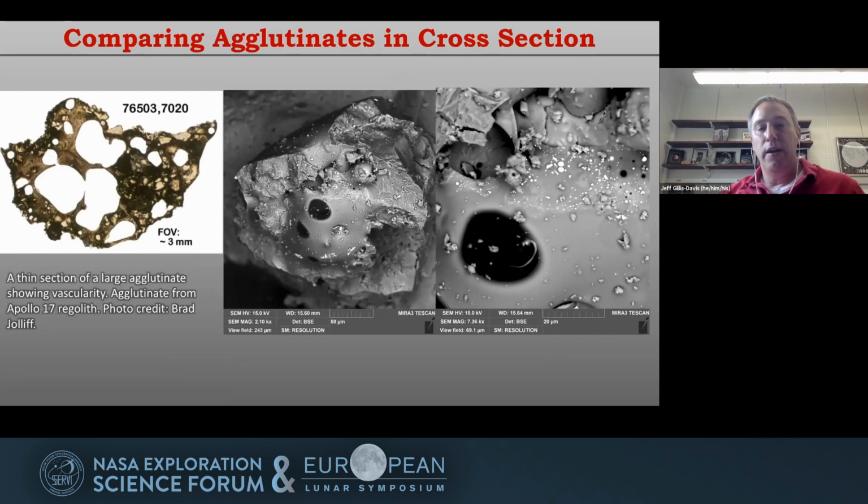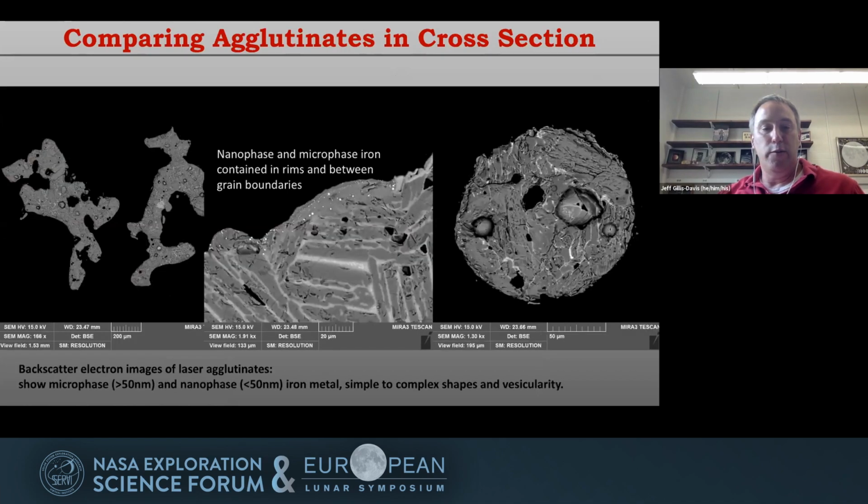Left is Apollo. The two right images show some vesicles as well as the microphase and nanophase iron zoomed in. Then this is a cross section of the agglutinates as well, showing again different nanophase iron, different structures, complex and simple balls, and the nanophase iron.